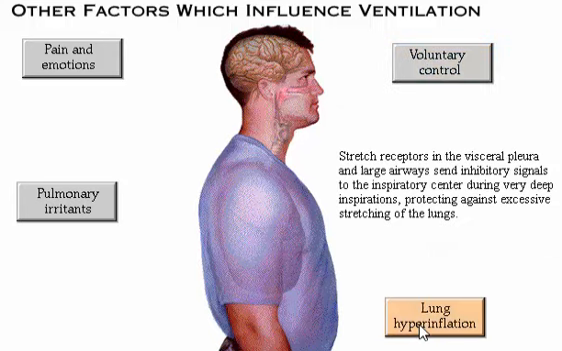Stretch receptors in the visceral pleura and large airways send inhibitory signals to the inspiratory center during very deep inspirations, protecting against excessive stretching of the lungs. This is known as the inflation or Hering-Breuer reflex.